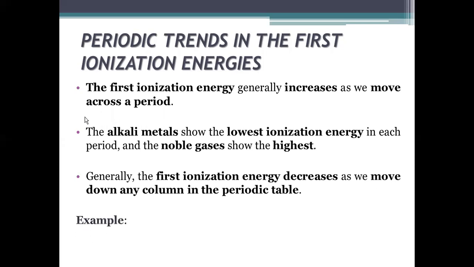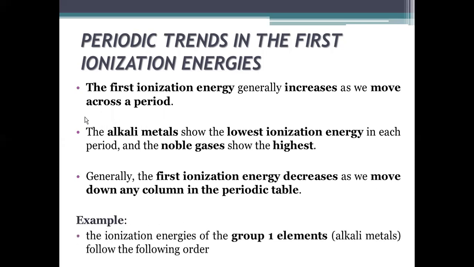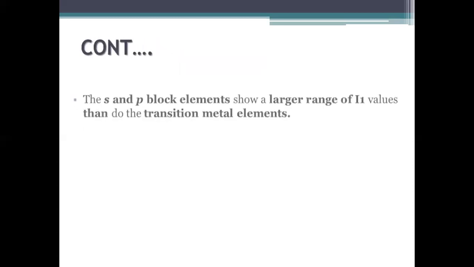So this is one example. When you take the group 1 elements, down the group the order is given: lithium, sodium, potassium, rubidium, cesium, francium. Down the group, the ionization energy is decreasing. So actually, what is the reason for this?